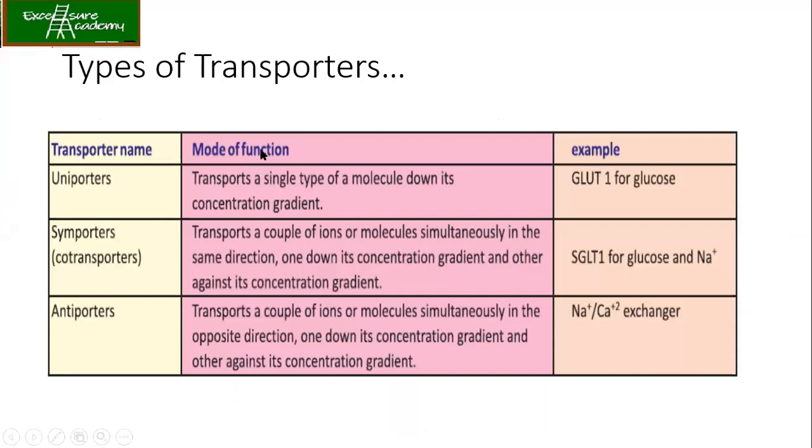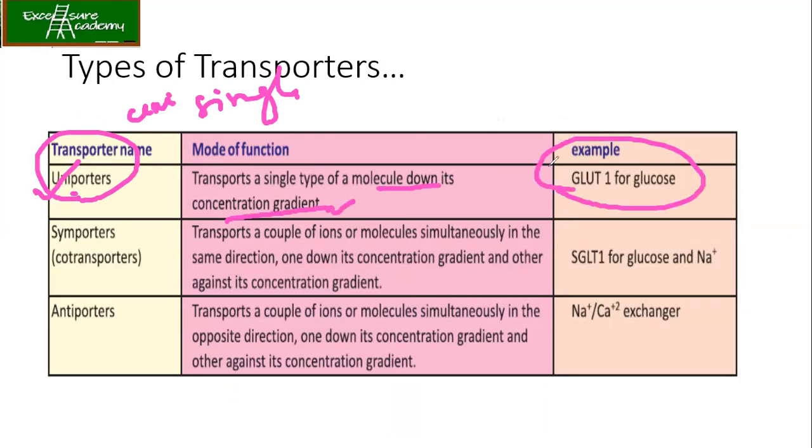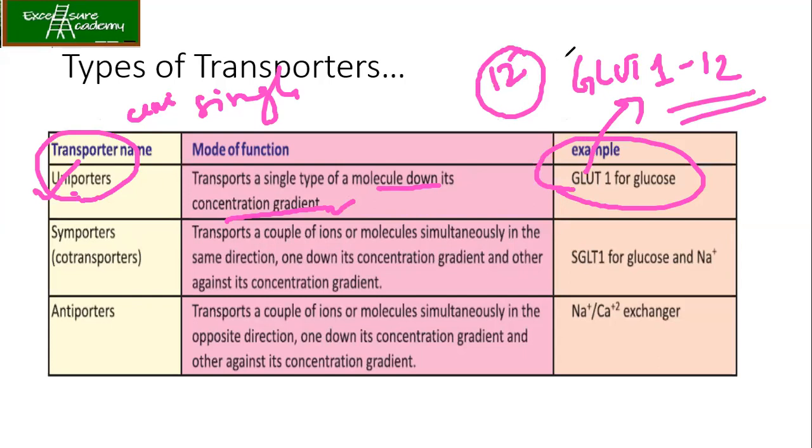So there are different types of transporters. This is also very important because sometimes they will just mention the name of the transporter and you have to guess which one it is. So is it a uniporter? From the name itself, it is very clear. Uni means single, right? So it transports a single type of molecule down its concentration gradient. It will always be like this only. So you will have GLUT1 for glucose. Let me give you additional information: GLUT1 to GLUT12 transporters we have. What you have to remember is that there are 12 types of glucose transporters, and each glucose transporter is made up of a 12 alpha helices transmembrane protein.